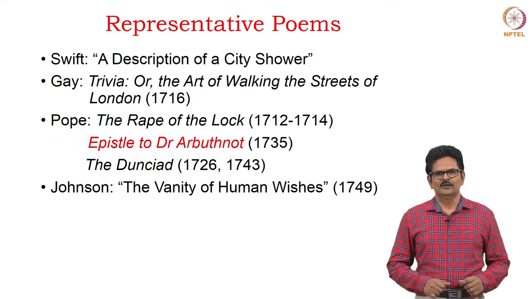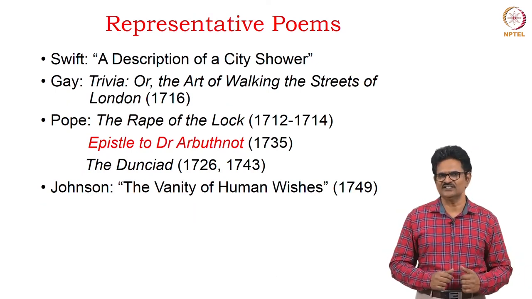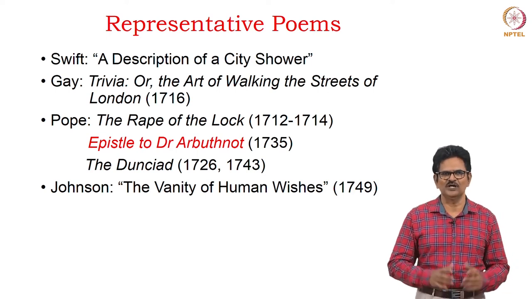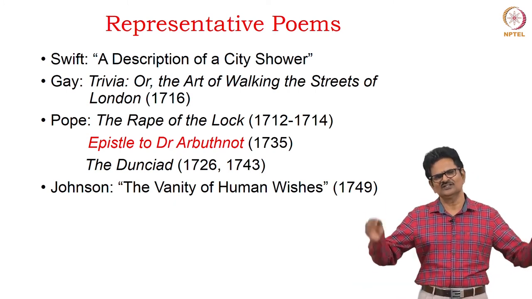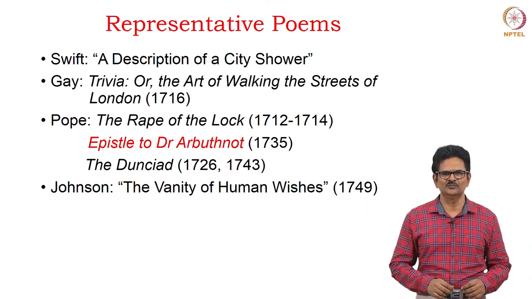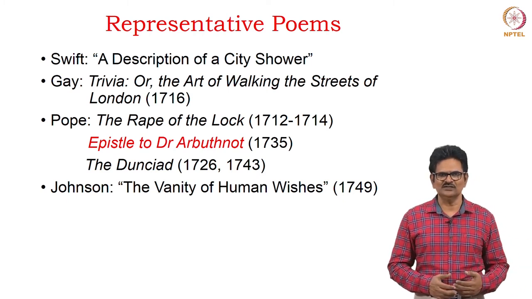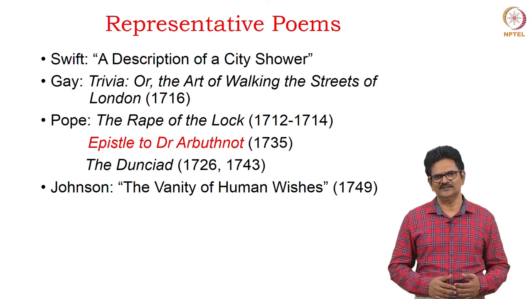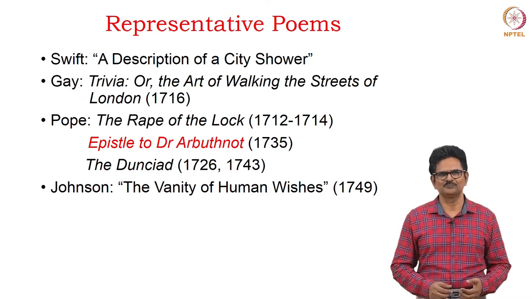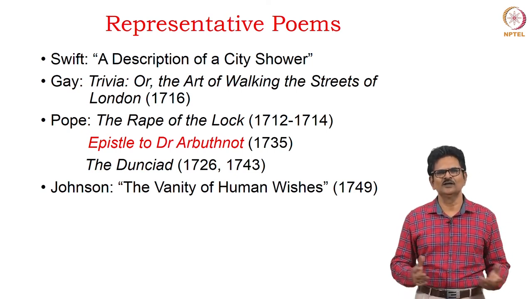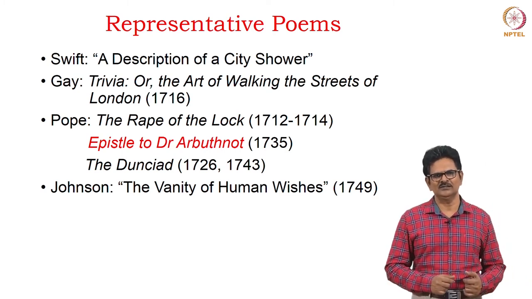We also have some representative poems, one from Swift, A Description of a City Shower, John Gay's poem Trivia or The Art of Walking the Streets of London, and Pope, of course, with a number of poems. We have mentioned two here, both of them mock heroic poems, in addition to Epistle to Dr. Arbuthnot, that is The Rape of the Lock and The Dunciad. The Rape of the Lock is considered to be the best mock epic poem in English. We also have Johnson's well-known poem, The Vanity of Human Wishes, and of course we have London by Johnson.